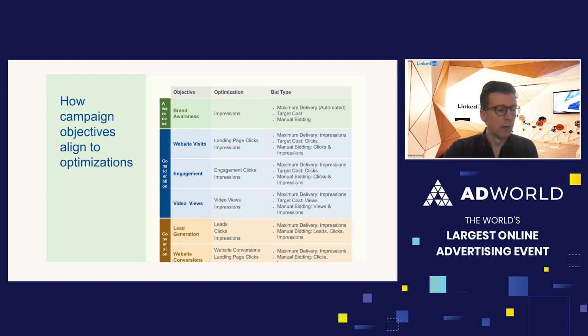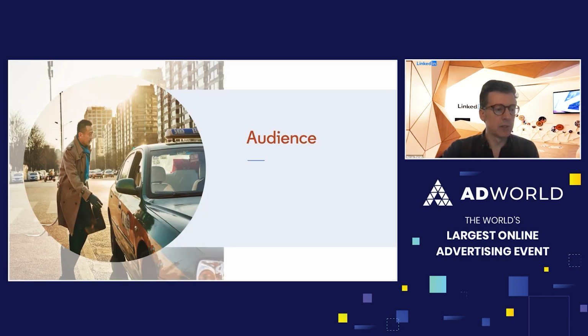So moving along to your audience. You now have figured out your organic strategy in terms of how you're going to engage, but you're also looking at paid strategy, which we went through on lead generation and the various different formats that you can do there, on website conversions, website visits, brand awareness, engagement, video views, etc.